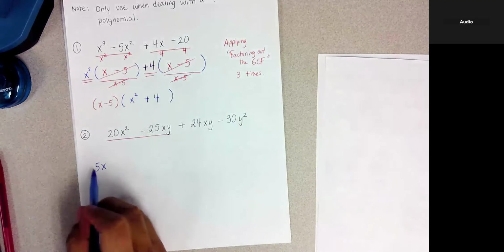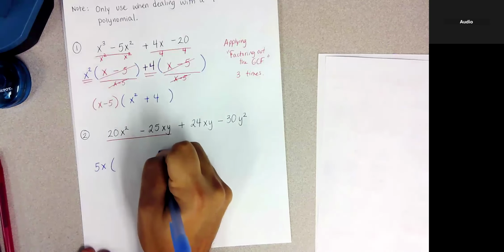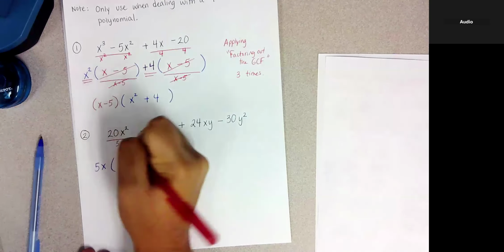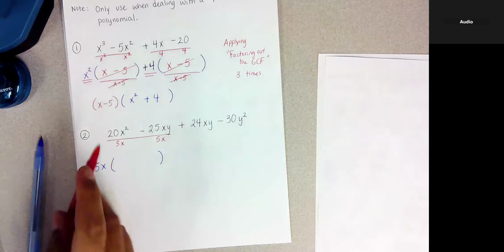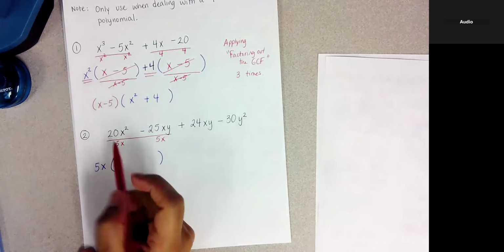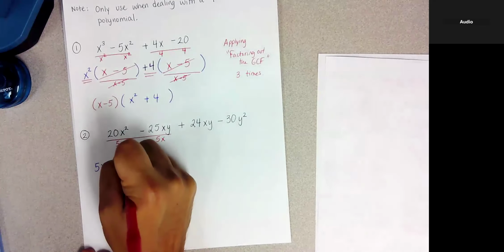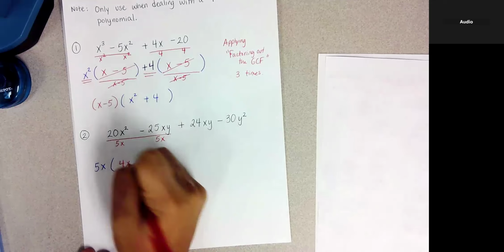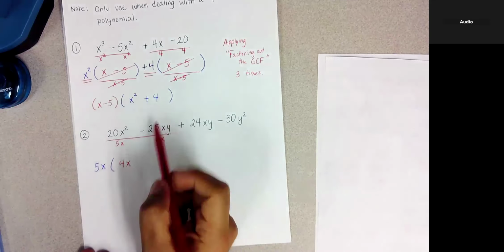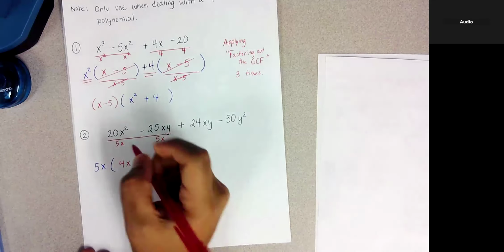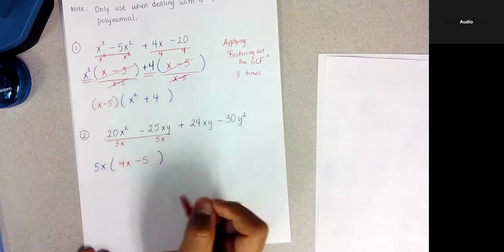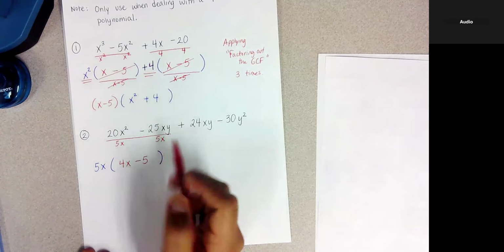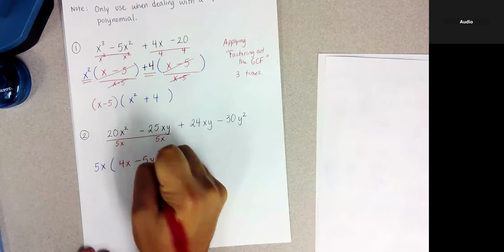Okay. So once I identify the GCF, I can open up some parentheses and then divide that GCF out of each of these terms. Okay. So 20 divided by 5 is 4. X squared divided by x is x. Negative 25 divided by 5 is negative 5. And then the x's here will cancel out. So I'm just left with this y.